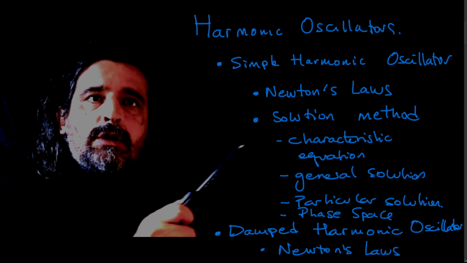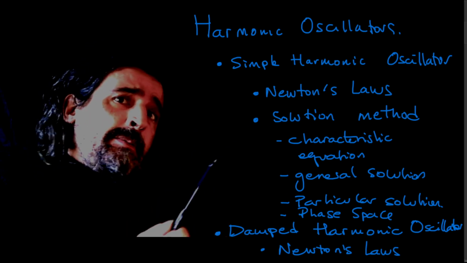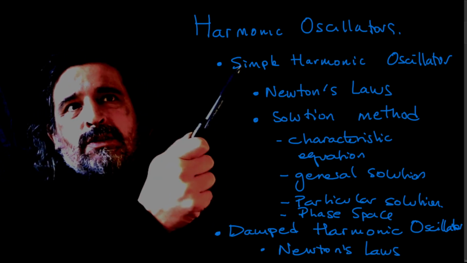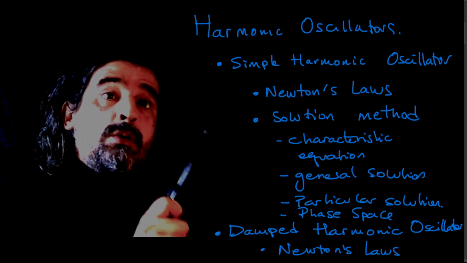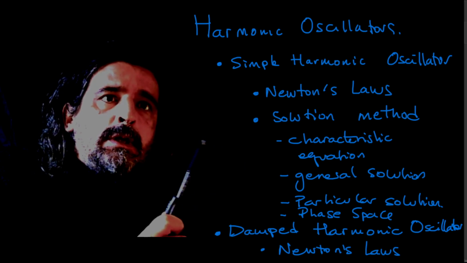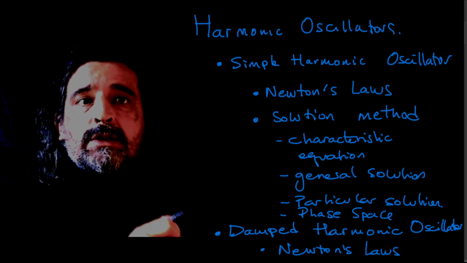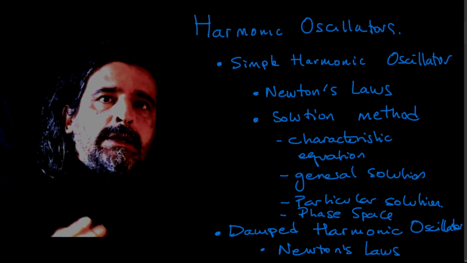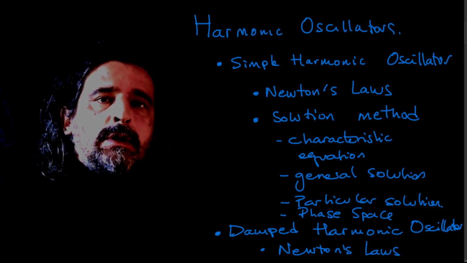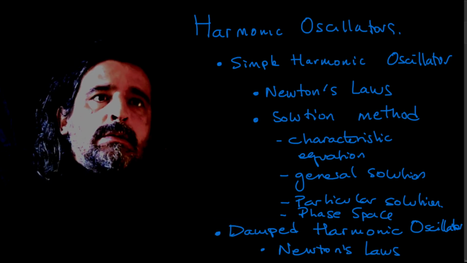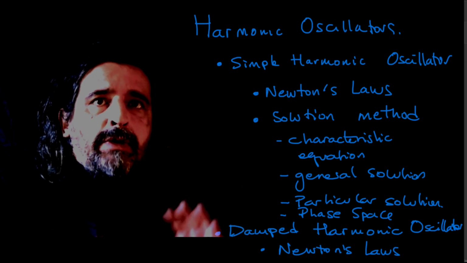We will get something called the characteristic polynomial equation, and depending on how that looks, in the case of a simple motion, it's very simple, we will get the general solution of the equation. And then we will get particular solutions by imposing initial conditions in the equation. And then we will look at something very cool called phase space.